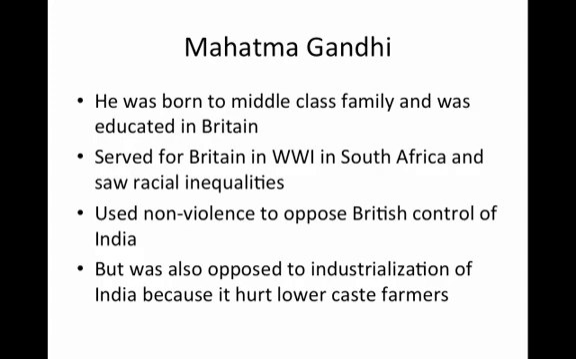Mahatma Gandhi was born to a middle-class family and was educated in Great Britain. For a time, he served for Britain in World War I in South Africa, where he saw racial inequalities. He then started to learn about nonviolence as a way to oppose British control in India. But Mahatma Gandhi was also opposed to industrialization of India because he believed that it hurt lower caste farmers. He wanted India to return to its days of farming.